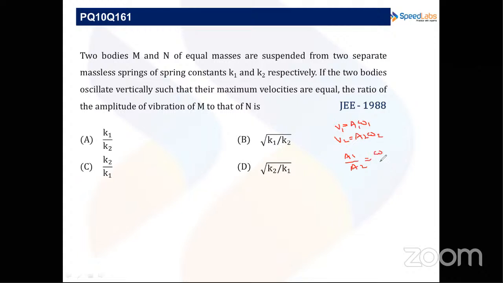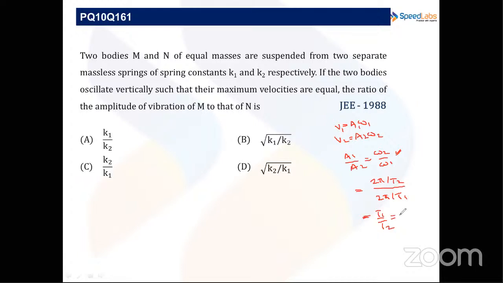Omega 2 by omega 1, right? Now we need the ratio of omegas. So to find the ratio of omega, we can find the ratio of time period. Omega 2 is 2 pi by time period of the second one, and this is 2 pi by time period of the first one. So that is T1 by T2.